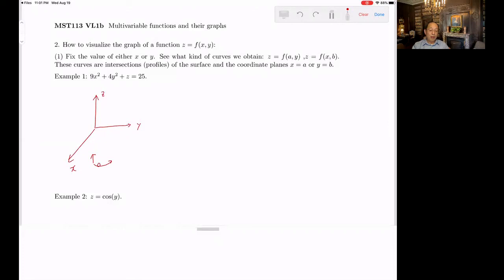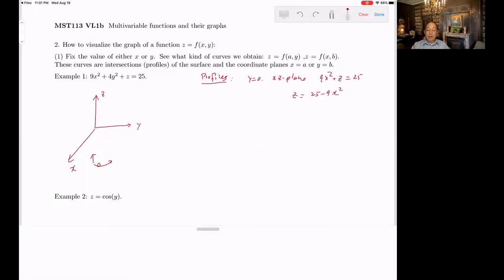So how can we actually sketch this diagram over here? We can look at profiles. What it means is that we can look at, say, what happens if y is equal to 0? That means we look at the x, z plane. If y is 0, then we have 9x squared plus z is equal to 25. And that means z is equal to 25 minus 9x squared.